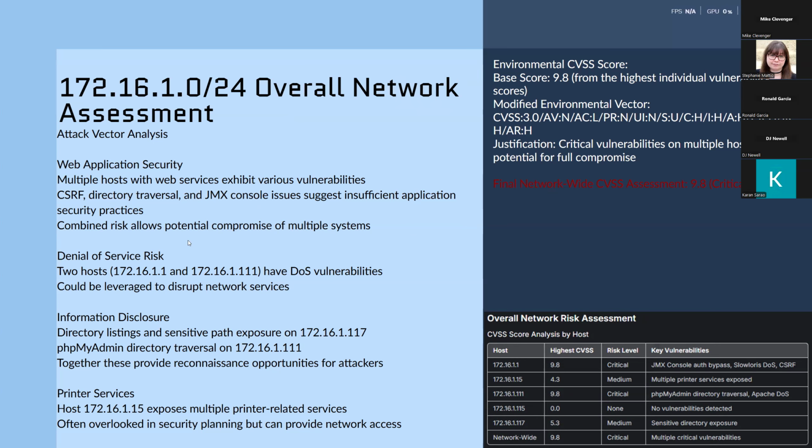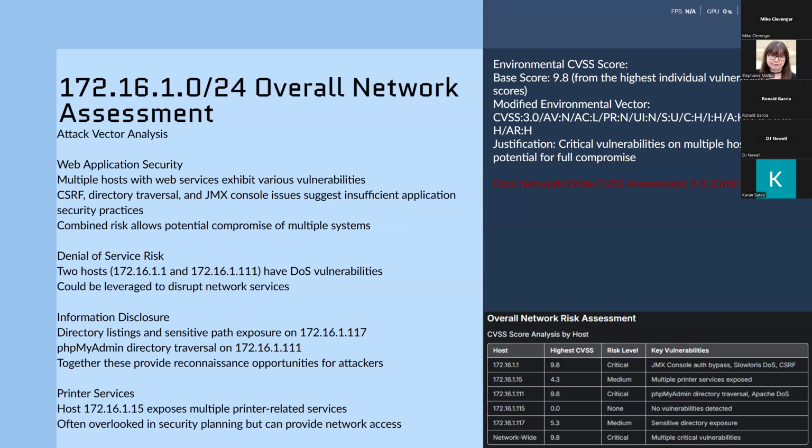Two hosts are at risk for denial of service, .1 and .11, and this could be leveraged to disrupt network services. Information disclosure: we have directory listings and sensitive path exposure on .117, and phpMyAdmin directory traversal on .111. Together, both of these provide reconnaissance opportunities for attackers. The printer services on host .15 expose multiple printer-related services, often overlooked in security planning, but can provide network access nonetheless.